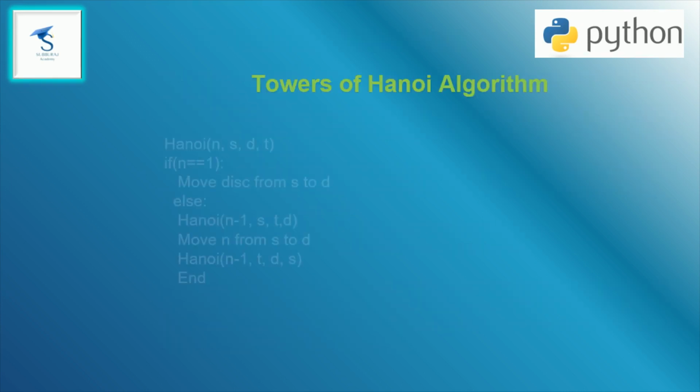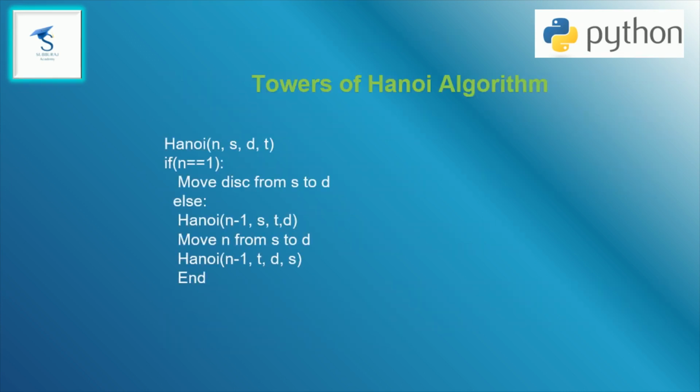Here is the Tower of Hanoi algorithm. Hanoi, n, s, d, t. If n equals 1, move disk from S to D. Else, Hanoi, n-1, s, t, d. Move n from S to D. Hanoi, n-1, t, d, s. End.